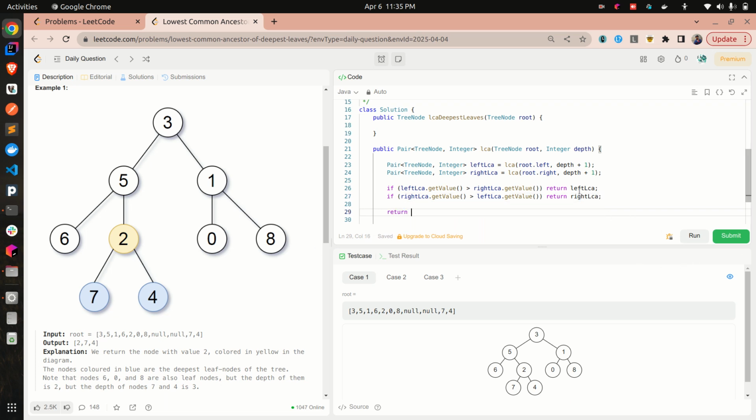If none of these cases are satisfied, that means the left subtree has leaf nodes at a certain depth, and the right also has leaf nodes at the same depth. If both trees have the deepest nodes at the same depth, then my current node would be the answer. In that case I have to return a new pair of root and the current depth, the depth which is coming.